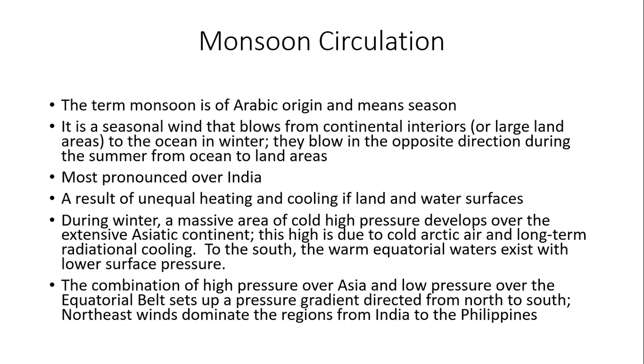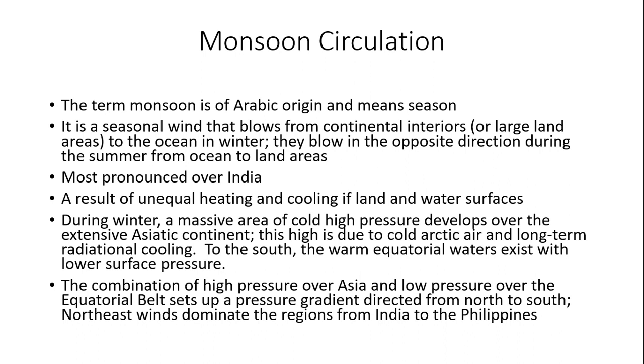A result of unequal heating and cooling of land and water surfaces, that's what causes the monsoon. During wintertime, we have a massive area of cold high pressure over Asia, and this high is due to cold Arctic air and long-term radiational cooling effects. To the south, the warm equatorial waters exist with lower surface pressure, and air is going to blow from that higher toward the lower pressure.